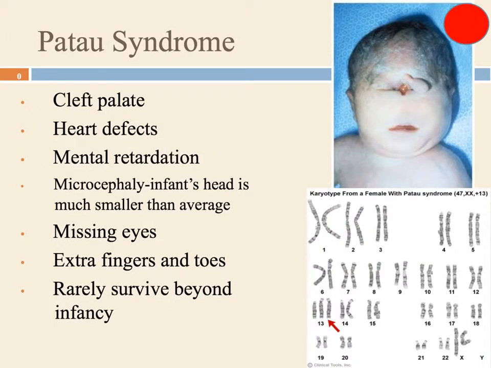So Patau syndrome. These are the characteristics of an individual that has Patau syndrome, and you can see the baby that was born here with it. Patau syndrome means that they have an extra 13 chromosome. So if you see here, they have 3 chromosome 13s, and everything else would be 2 for each. This means that the chromosomes failed to separate either in mom or dad, and then it created a baby that had an extra chromosome.